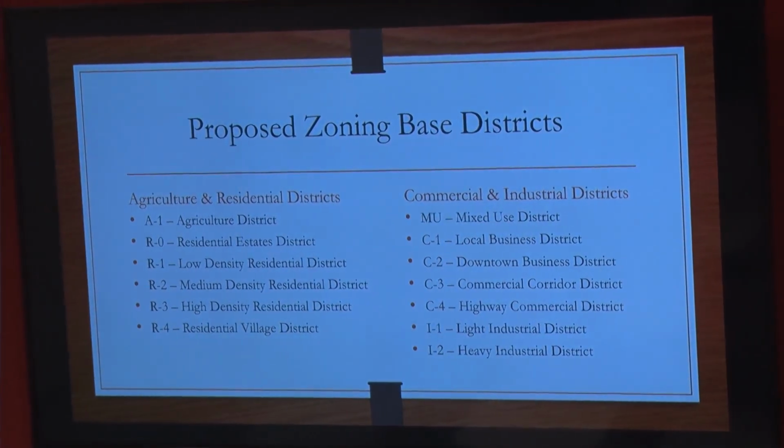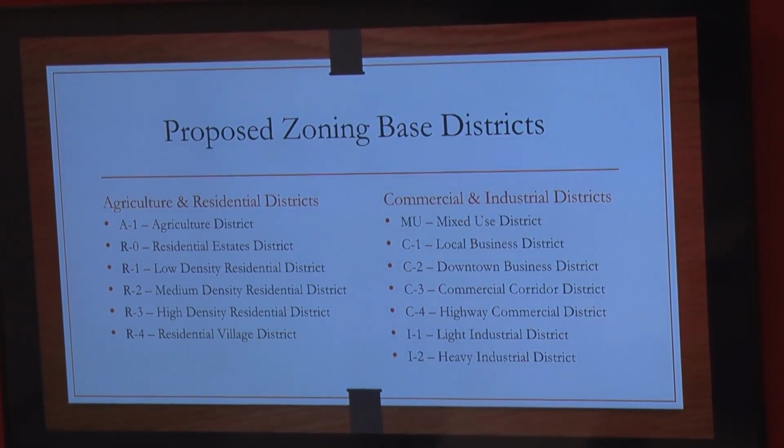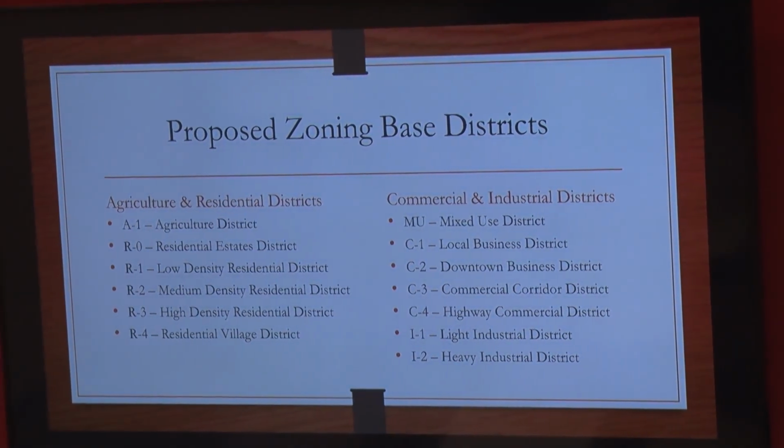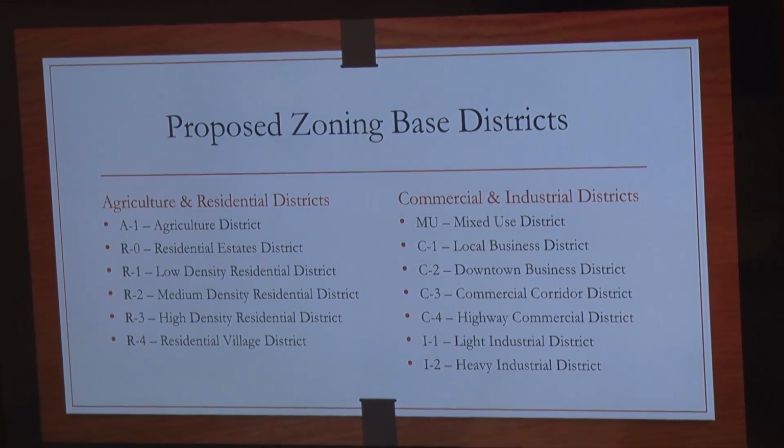To start out, these are the proposed zoning districts that we have created. Most of this aligns directly with what we had in the comp plan last year. The A1 would be the agricultural district that remains fairly unchanged from our current agricultural district. Then R0 would be residential estates. That's a combination of the R1A and R1S districts we have. So that's your large lot residential districts, primarily single family homes, low density.